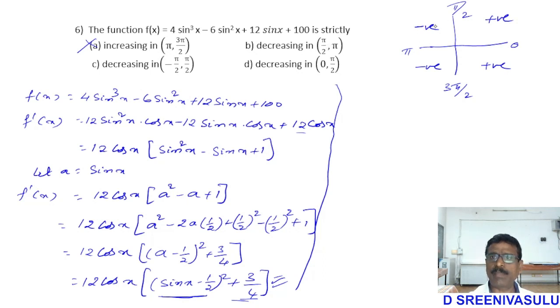Pi by 2 to pi. Pi by 2 to pi is negative. Negative means it is decreasing. Answer B, that is, option B is the correct answer. Therefore, the function f of x is strictly decreasing in pi by 2 to pi.